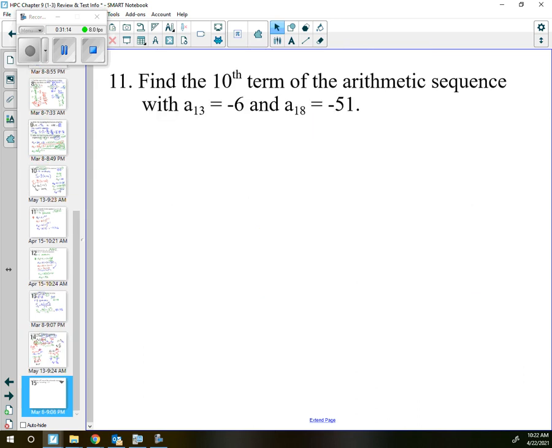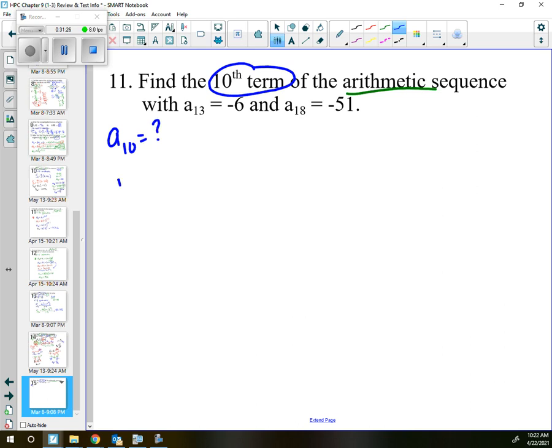All right, well, we can do the same thing for an arithmetic. So instead of multiplying by something, what we have to do is find the D. All right, so ultimately we want the 10th term. So we are looking for A10. That is our quest. But in order to do that, we need to find our D. We've got to find our common difference.